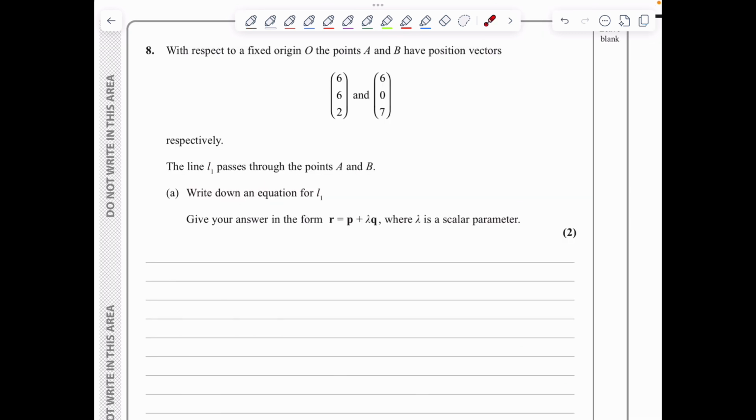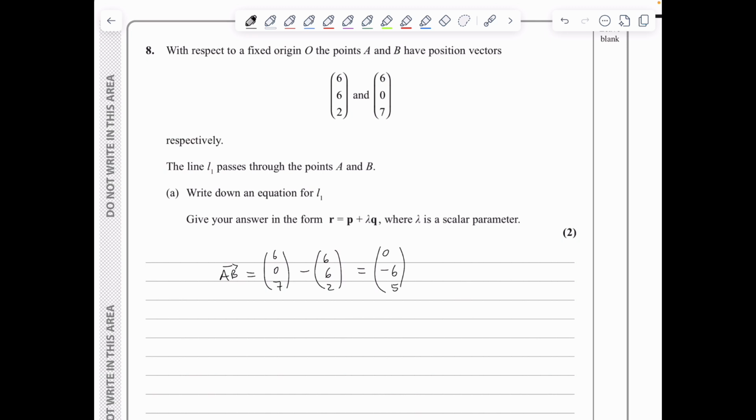In question 8, we are given the position vectors of A and B, and we are told that the line L1 passes through both of these points, and we need to write down an equation for line L1. Well, I will start by finding the vector AB, which will give me the direction of the line. So it's going to be the B, 6, 0, 7, minus the A, which is 6, 6, 2. So 6 minus 6 is 0, 0 minus 6 is negative 6, and 7 minus 2 is 5.